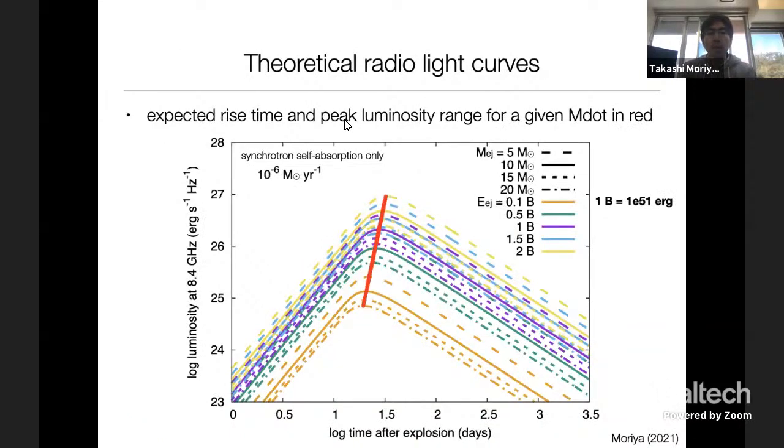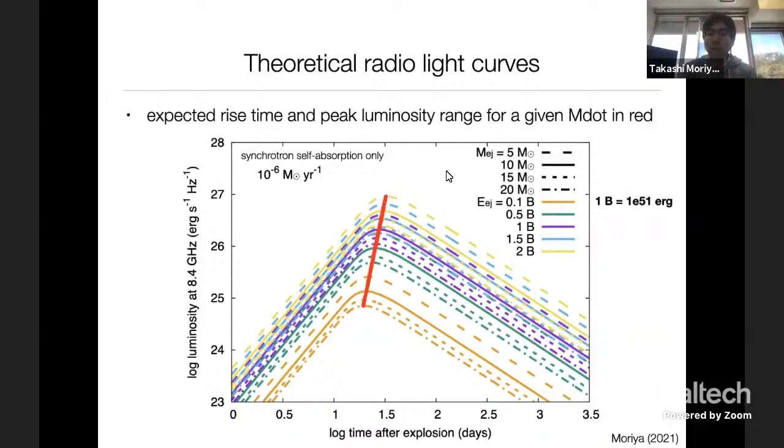So we can write down some equations for the synchrotron emission, and assuming some supernova properties, we can theoretically write down these radio light curves. And as I said, these are characterized by one single peak. Here I show an example of the radio light curve for one mass loss rate, 10 to the minus 6 solar masses per year.